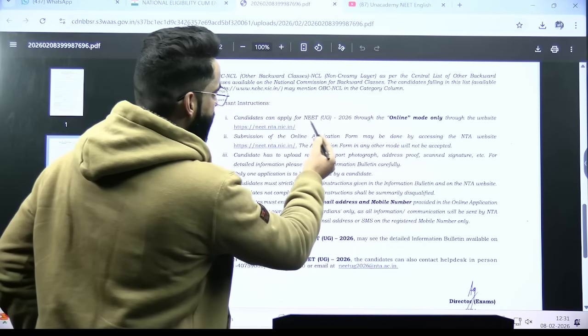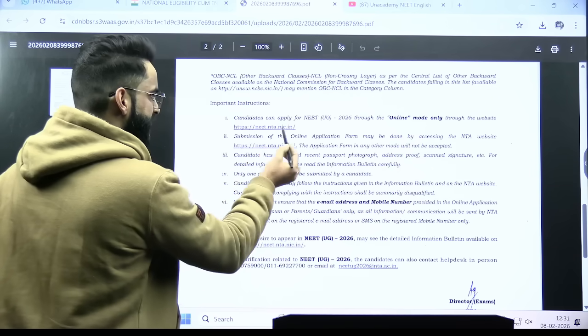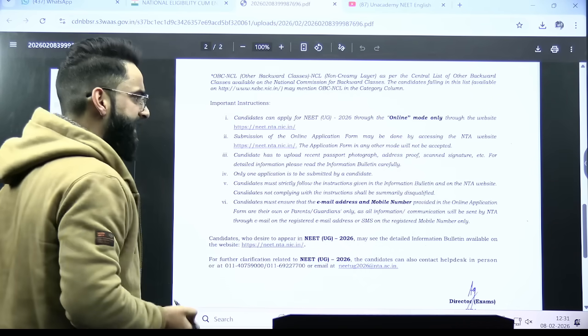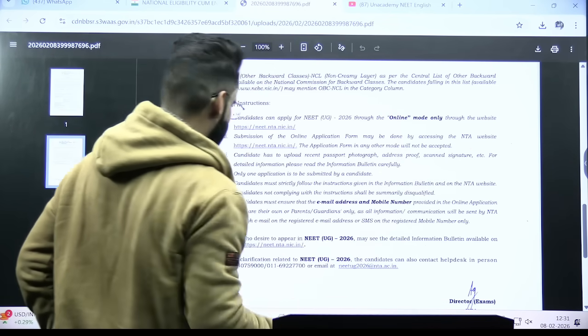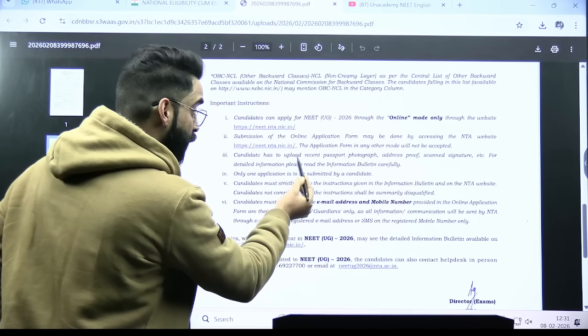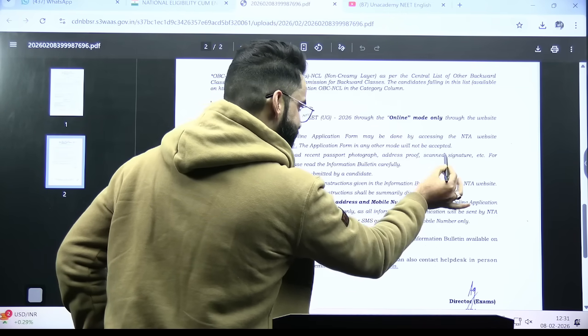See, candidates can apply for NEET UG 2026 through online mode only. So you can apply through online mode. You just have to click on this particular site, neet.nta.nic.in. Submission of online application form may be done by accessing NTA website. Candidate has to upload recent passport photographs, address proof, scanned signatures, etc.